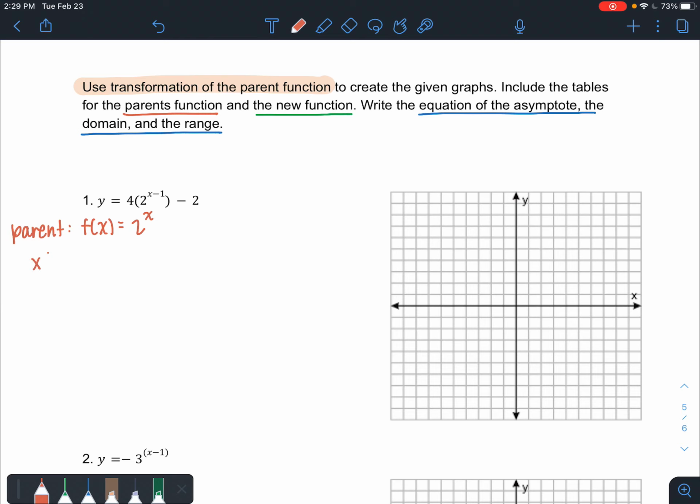Okay, so we have x and y. Those values will be, I just picked -2, 0, and 2 because they're easy. So this is 2 to the -2, which is 1/2 squared, or 1/4. 0 is 2 to the 0, which is 1, and 2 squared is 4.